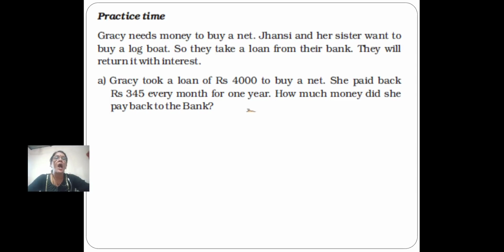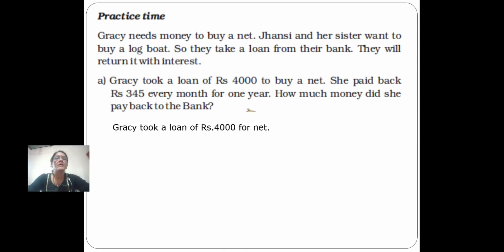Now we will see how much loan they have taken. Gracie took a loan of rupees 4,000 to buy a net. She paid back rupees 345 every month for 1 year. How much? 1 year. How much money she has taken? 4,000. And every month she is returning to the bank rupees 345 every month for 1 year. 1 year means 12 months. Okay. How much money did she pay back to the bank? How much money in the whole year? How much money she has paid?